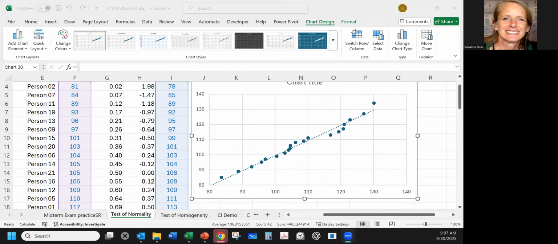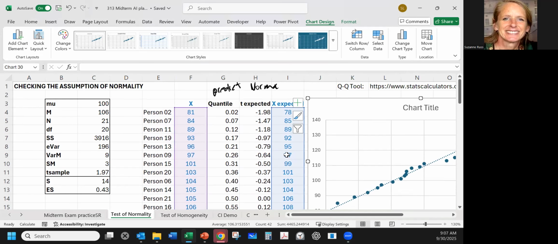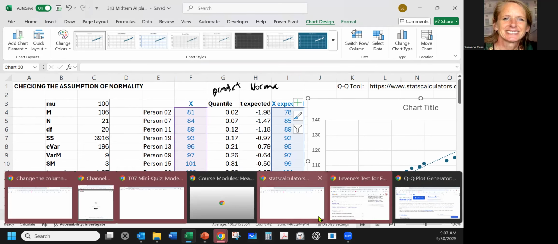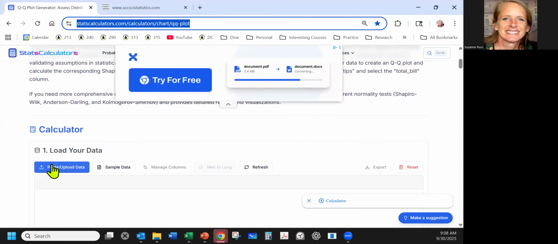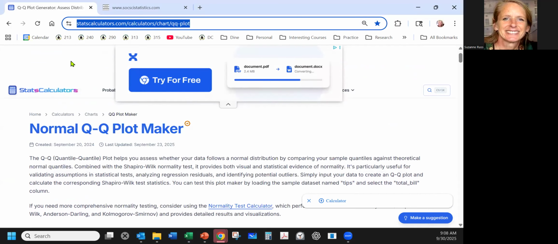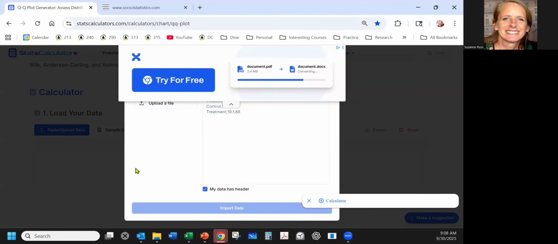And with that said, I'm going to continue this little lecture to show you how to actually look this up in the tool instead of having to do these formulas, which are a little bit complex. So in order to use our tool, we're going to use this QQ plot generator. All you're going to do is load your data. So we're going to go to this paste upload data link at the link that's provided for you. So we'll get to paste and upload data.